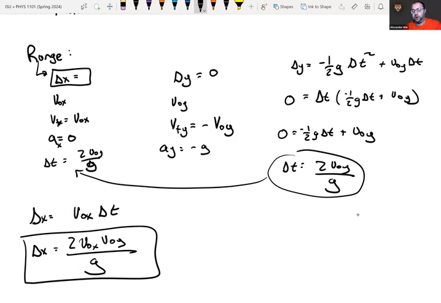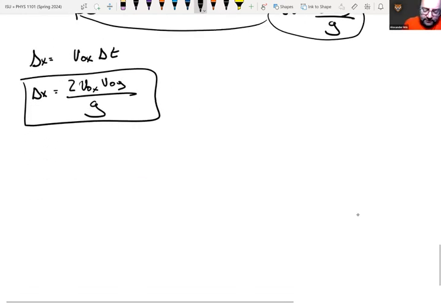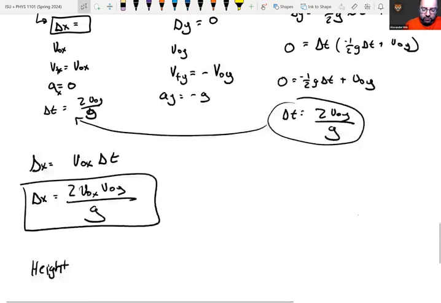Now, if you're given an angle and a speed, then you would need to break those into components before you could do this. Nevertheless, this is the basic idea for range. Now, for height, it's a little bit different.